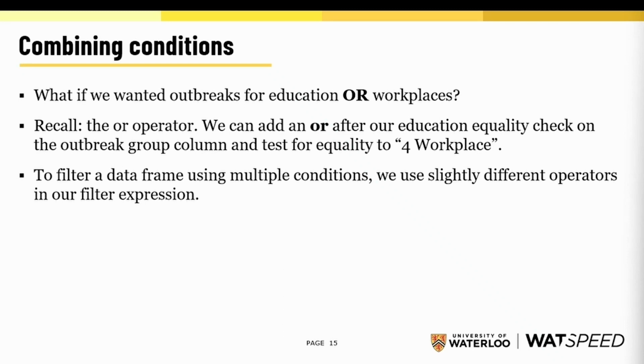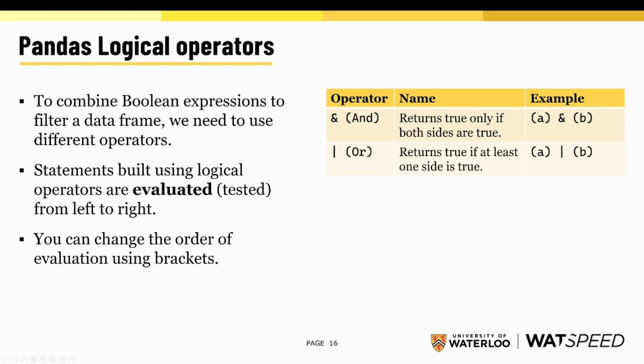So remember, we have the OR operator. So we can add an OR after our education equality check on the outbreak group column, and we can test to see if the outbreak group is equal to workplace. To filter our data frame using multiple conditions, we have to use slightly different operators instead of AND and OR. And these are the Pandas logical operators.